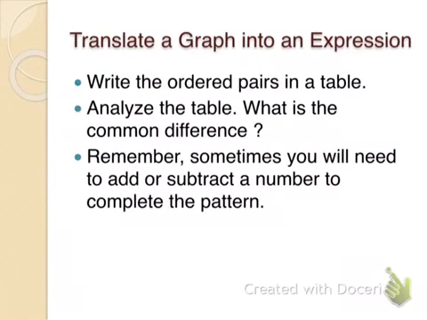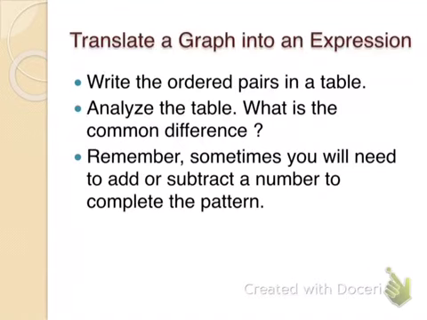All right, the next thing, translate a graph into an expression. To do that, here are the steps. The first thing you need to do is write the ordered pairs in a table. Some of the graphs they give us will actually write the ordered pairs beside the point. Some of them you will have to look at the point and decide what the ordered pair is and then record it in a table.